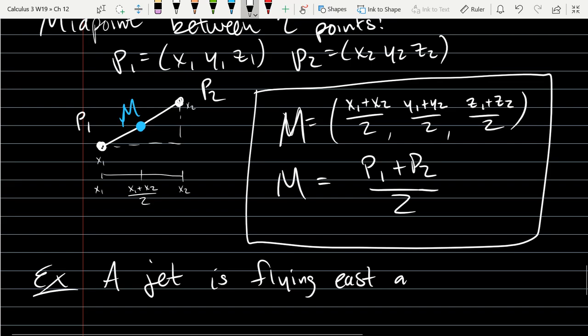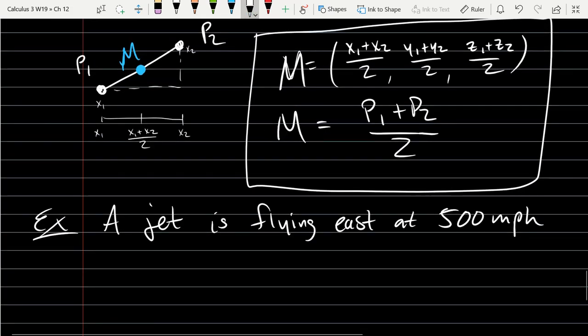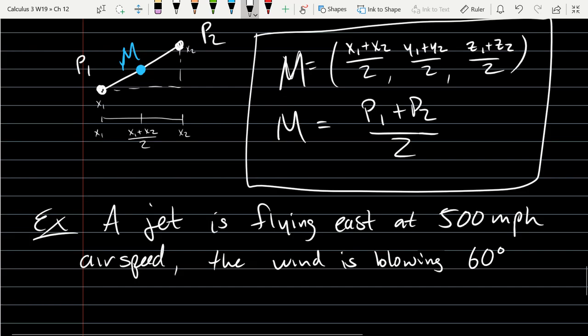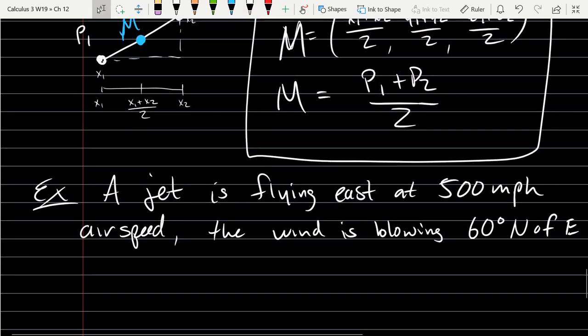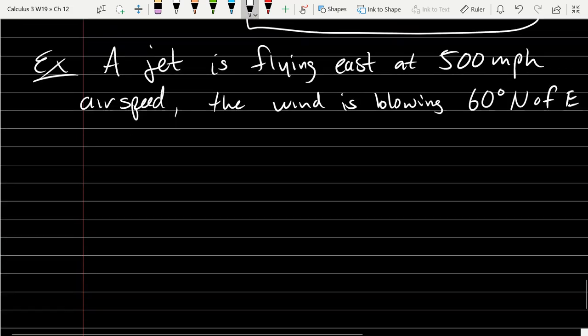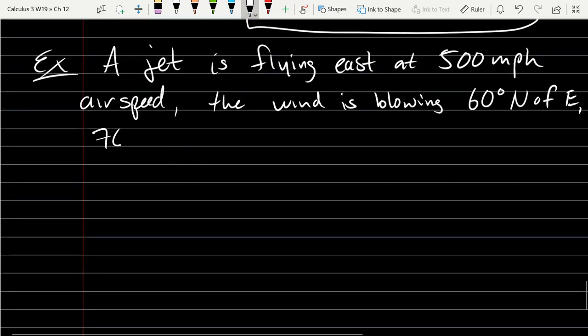So a jet is flying east at 500 miles per hour airspeed. And the wind it's flying in is blowing 60 degrees north of east, and 70 miles an hour. So find the ground speed.